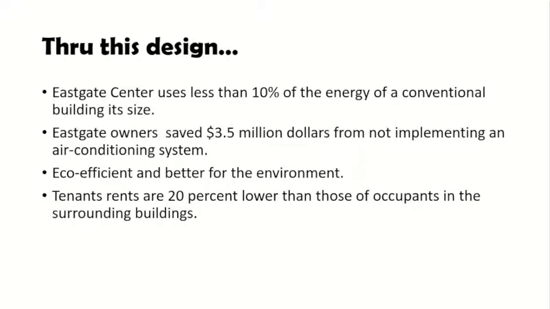Through this design, Eastgate Centre cut 10% of the energy consumption compared to conventional buildings of its size. Moreover, Eastgate owners saved $3.5 million from not implementing an air conditioning system in the building. The design is also eco-efficient, and tenants also benefit. Their rents are 20% lower than those of occupants in the surrounding buildings.